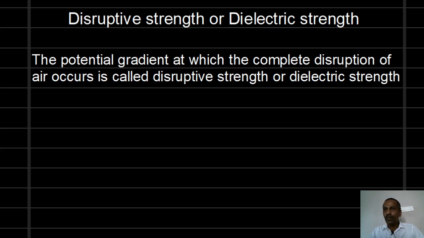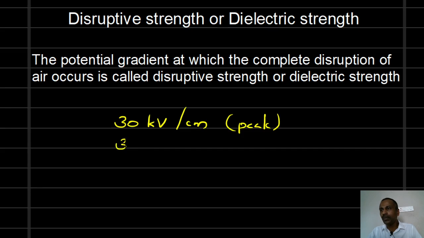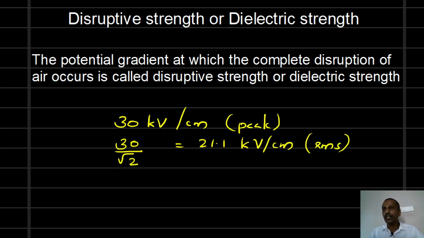The potential gradient at which the complete disruption of air occurs is called disruptive strength or the dielectric strength. The dielectric strength of air is 30 kilovolt per centimeter. This is the peak value. If you want to find out the RMS value, it is 30 divided by root 2, which is equal to 21.1 kV per centimeter. This is the RMS value. This is the dielectric strength of air.